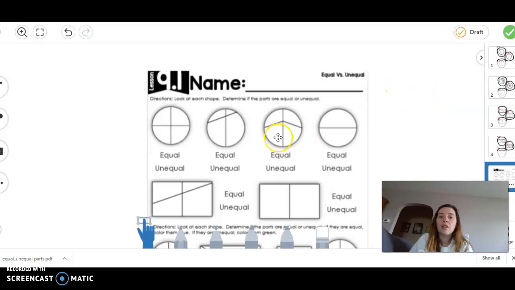Okay, here is your worksheet. On this top part, you have to decide if they're equal or unequal. You're going to circle the one that is the answer. Are these cut into equal parts or unequal parts? You have to circle the correct answer. Look at this shape. Are they equal or unequal? Look at this shape. Look at this shape. Same with these squares down here at the bottom. Are they equal or unequal parts? Are they the same size and same shape or no? You get to decide.